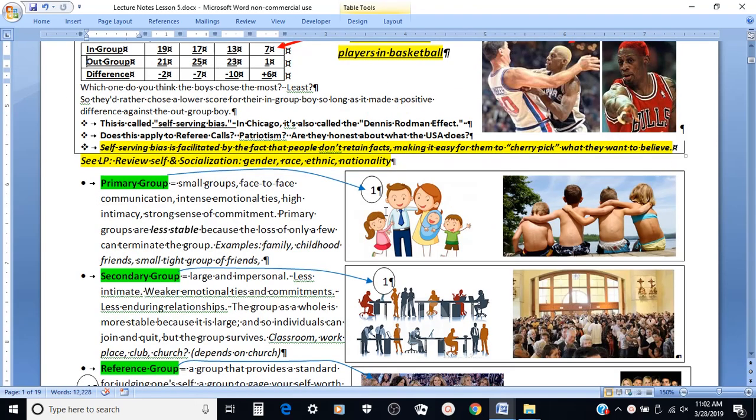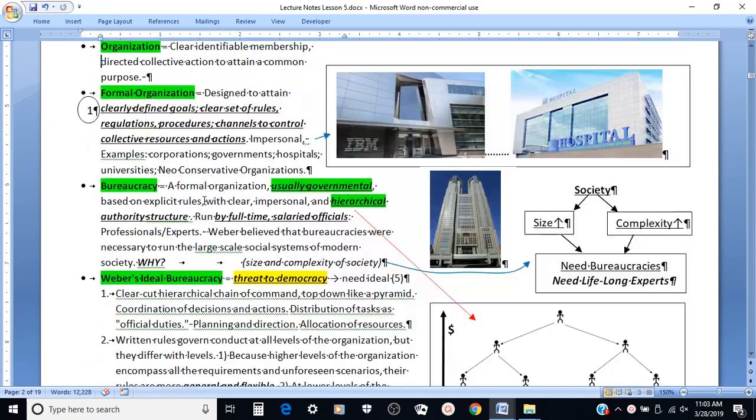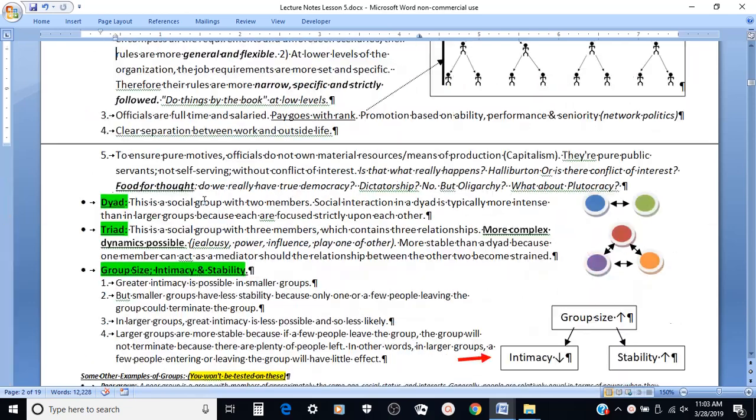We talked about classic sociological definitions of groups: primary versus secondary, reference, social categories, bureaucracies. That's going to be covered today in part. We're going to talk about bureaucrats and how bureaucracies and bureaucrats can be a threat to democracy, largely because they're not elected officials who have great influence and power.